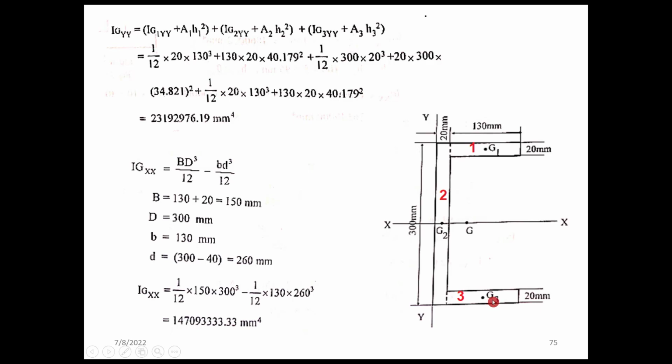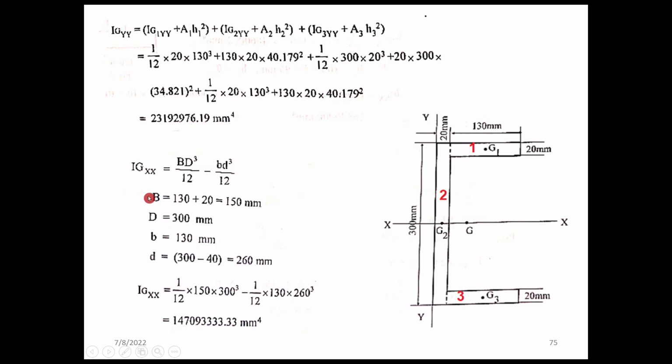Actually, for G3, it is the same as for G1 because all are at the same distance and have the same area with respect to the base. So it is again a repeat of the first one: 1 by 12 into 20 into 130 cube plus 130 into 20 into 40.179 square. We got the value.